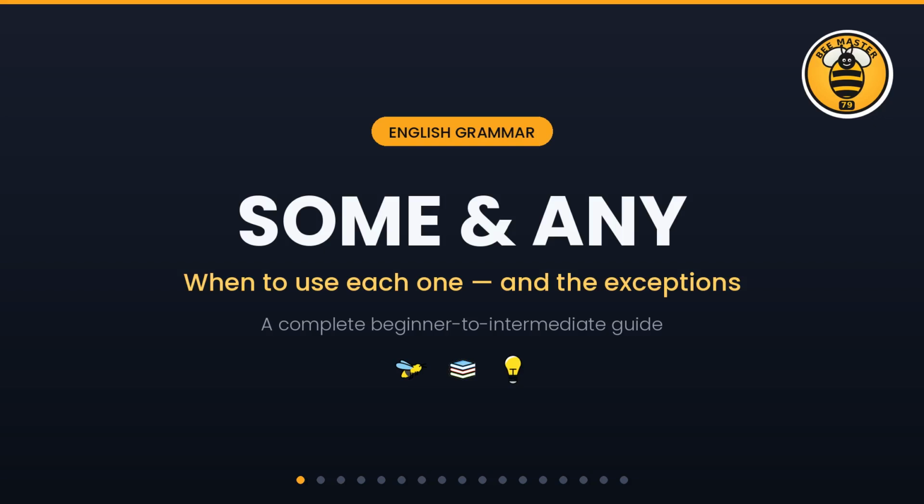Some and any, two tiny words that English learners mix up every single day. By the end of this lesson you will know exactly which one to use, and just as importantly, you will know the exceptions that most textbooks rush past. Welcome to Beemaster 79. Let's begin.